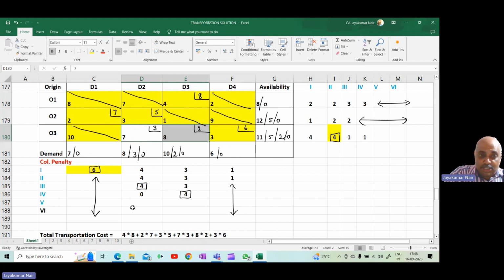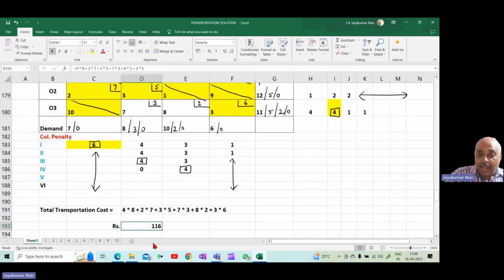So what is your transportation cost now? How do you find the transportation cost? It is 4 into 8 plus 2 into 7 plus 3 into 5 plus 7 into 3 plus 8 into 2 plus 3 into 6. So whatever you have allocated. You have allocated 8 units here, and per unit it is 4. So 4 into 8, then 7 into 2 plus 5 into 3 plus 3 into 7 plus 2 into 8 plus 6 into 3. That's how you calculate the transportation cost, and the transportation cost is 116.